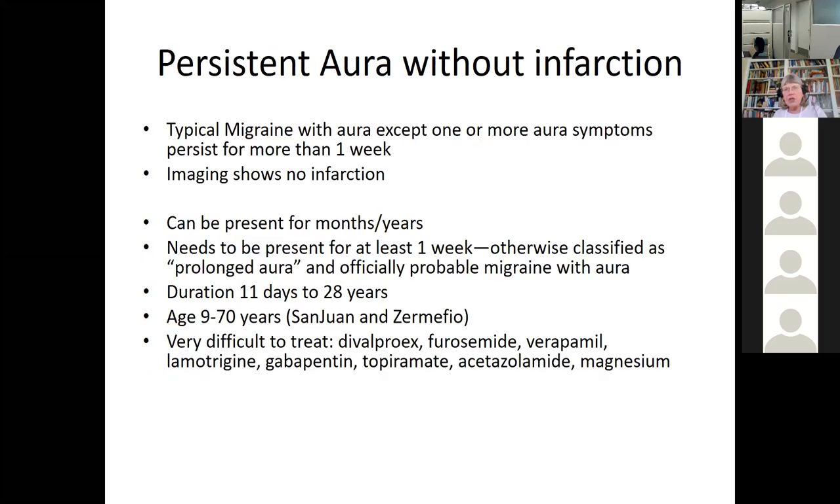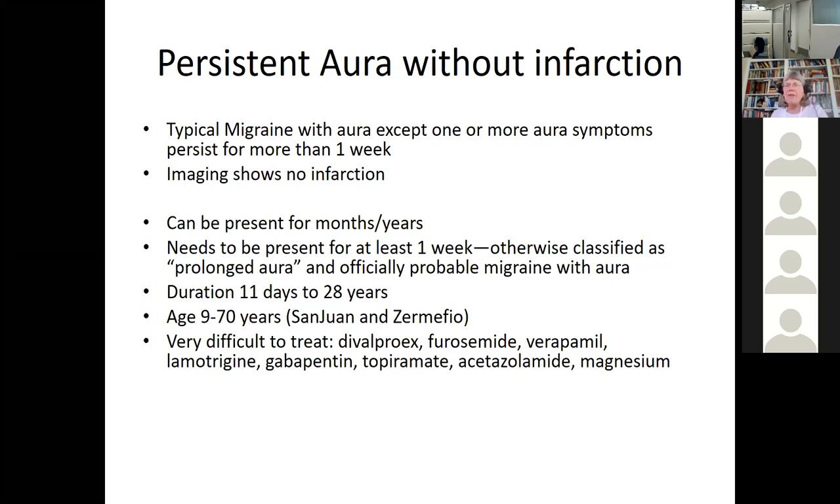Well, she has persistent aura without infarction. Now, this is not a common diagnosis, but neurologists should know about this. It's a typical migraine with aura, except that it's going to go on for more than a week. If it's less than a week, we just call it prolonged aura and probable migraine with aura. Amazingly, people can have these symptoms for months or years.